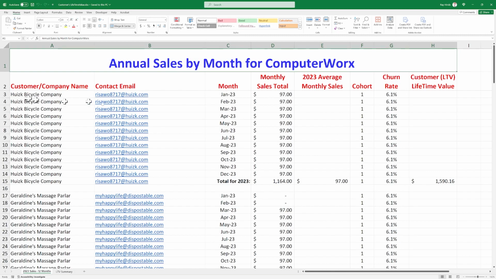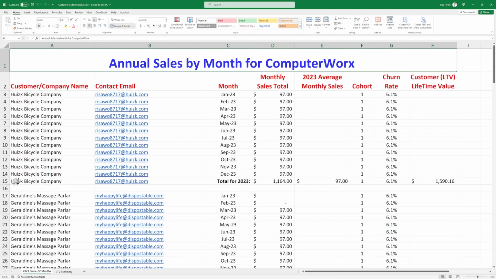This bicycle company was with me even back in '22, but in '23, I see that there were 12 payments, one per month, for $97. Their average then is $97. Their total is $1164. The 2023 average monthly sales is one of the inputs to my master spreadsheet, my calculations that will be going on.